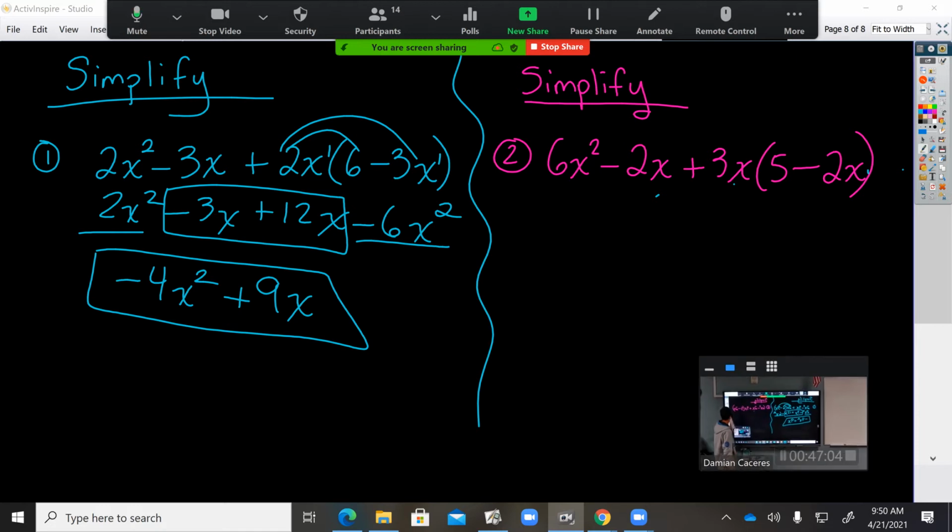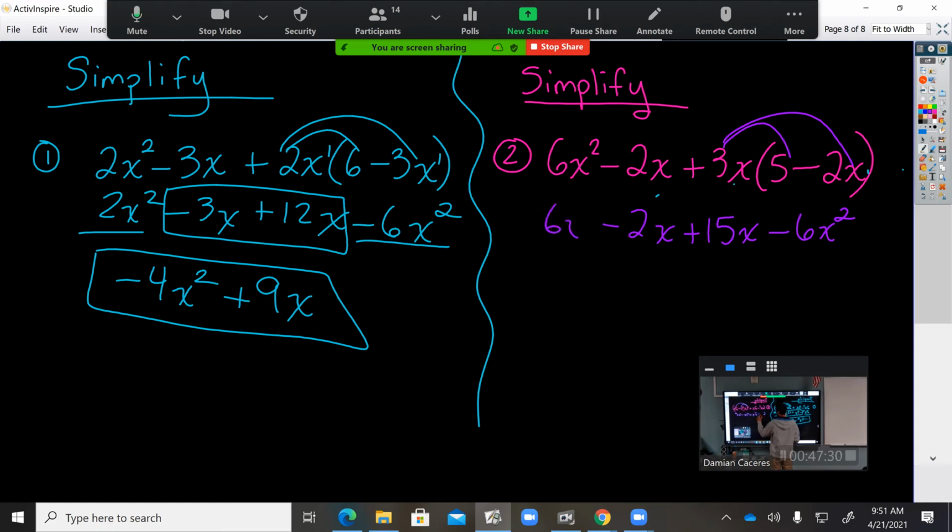All right, let's review this example. So over here, 3x needs to be distributed to both terms in the parentheses first. So 3x times 5 is positive 15x. 3x times negative 2x is negative 6x to the second power. Don't forget to add the exponents. Now bring down the other two terms, negative 2x and 6x squared in the front.